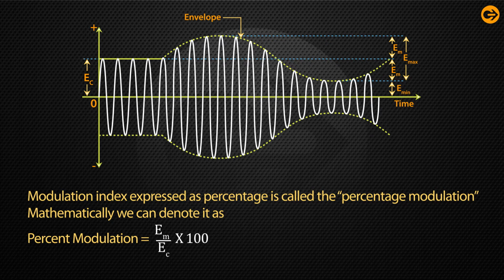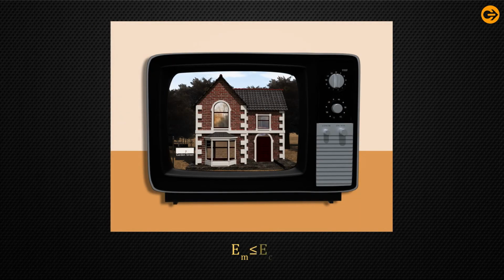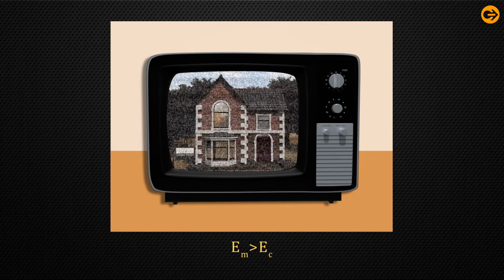Now let us look at the relationship between Em and Ec. When Em is less than or equal to Ec, the modulation index M has values between 0 and 1, which does not cause any distortion in the AM wave. However, if Em is greater than Ec, then this leads to distortion of the signal.